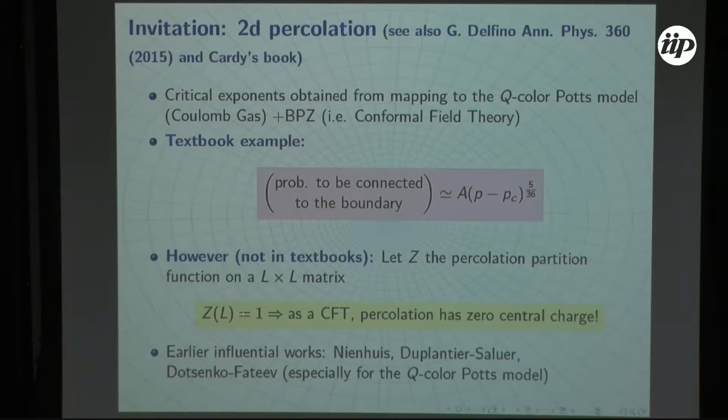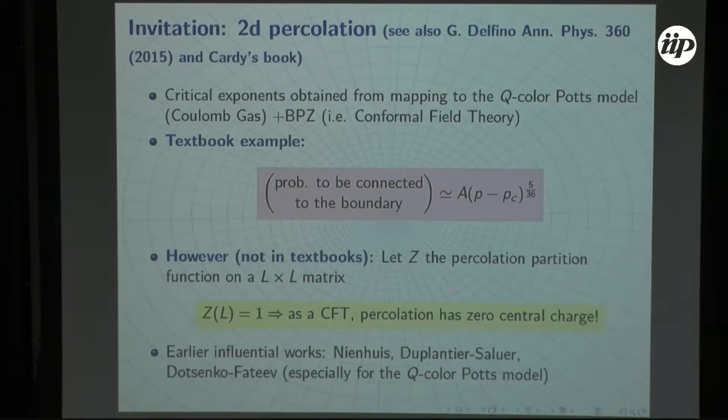So the partition function is trivial, but this triviality has a meaning: there is no finite size effect in the partition function. There is no finite size correction to the free energy, which in the language of CFT means that the theory at the critical point has zero central charge. And this is non-trivial. This is actually the crucial difficulty of percolation.